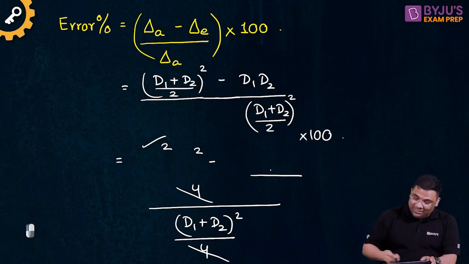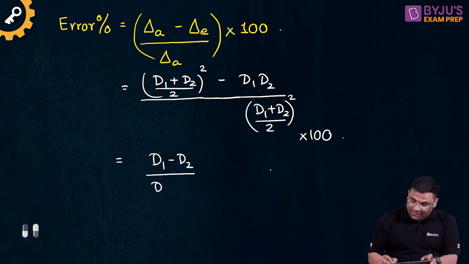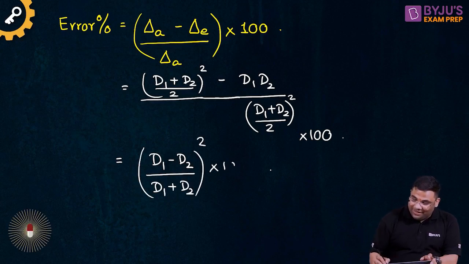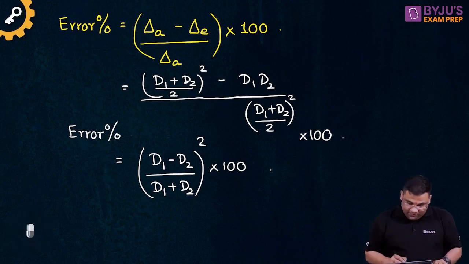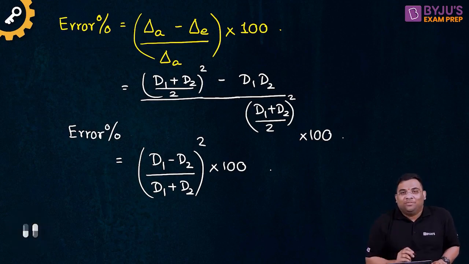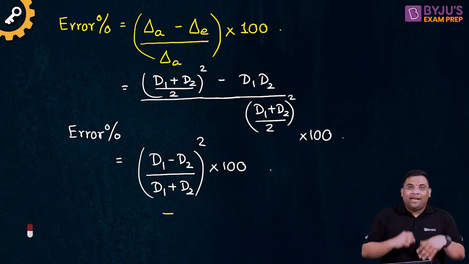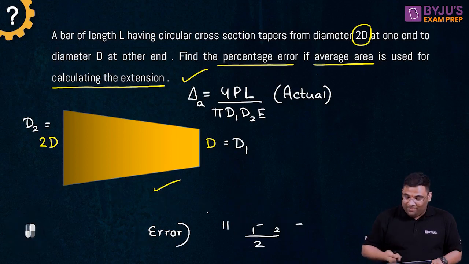So the whole expression changes to, very important, what? d1 minus d2 by d1 plus d2, whole square, into 100. Now you remember this. See, the derivation is not important for you for the examination. That was just for your reference. So you see, the error percentage, if you consider average diameter, is this. So now anything they give you in examination, you can easily find out. So now coming back to the question.